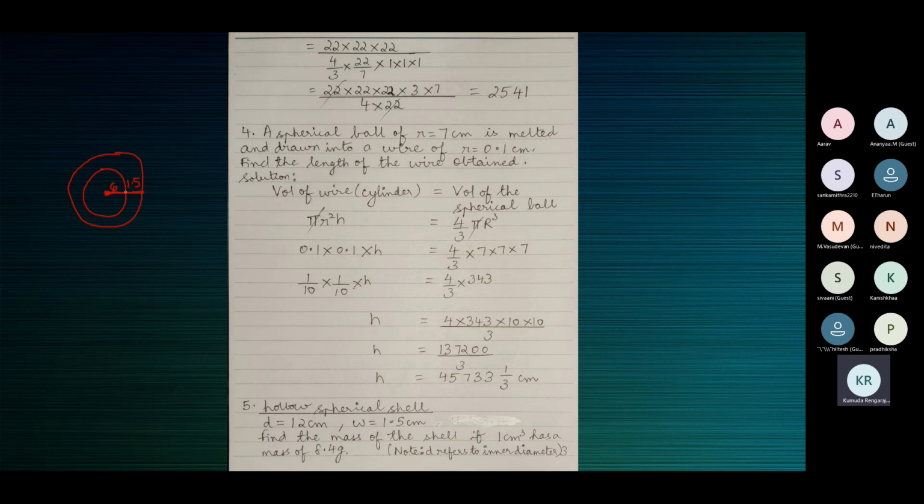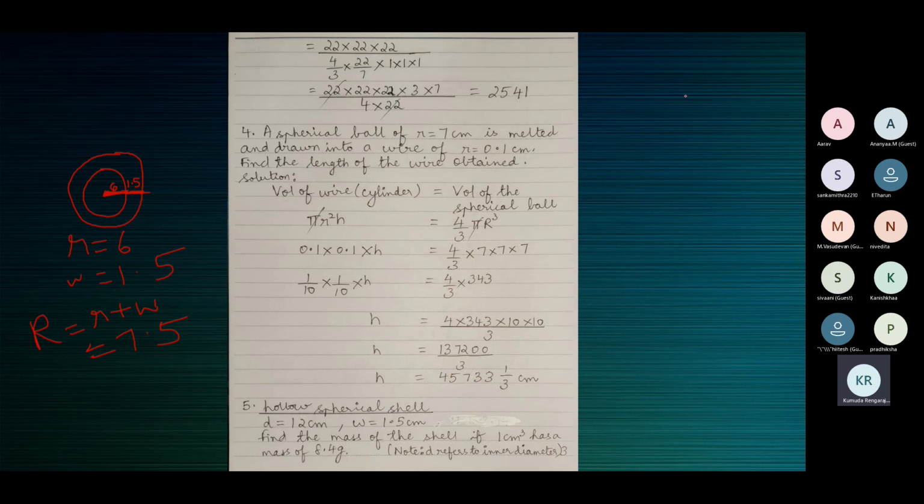From the center to the inner wall is the inner radius, 6. This one is the width, which is 1.5. So from the center to the outer wall is 6 plus 1.5, which is 7.5. So small r is 6, W is 1.5, and capital R is equal to small r plus W, which is 6 plus 1.5, which is 7.5. This is one way of doing it.